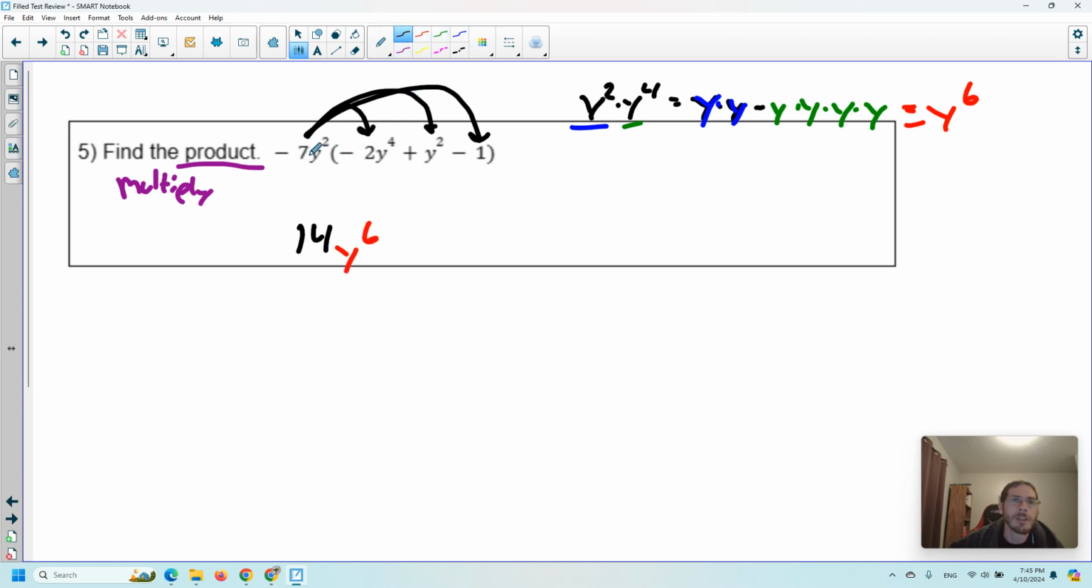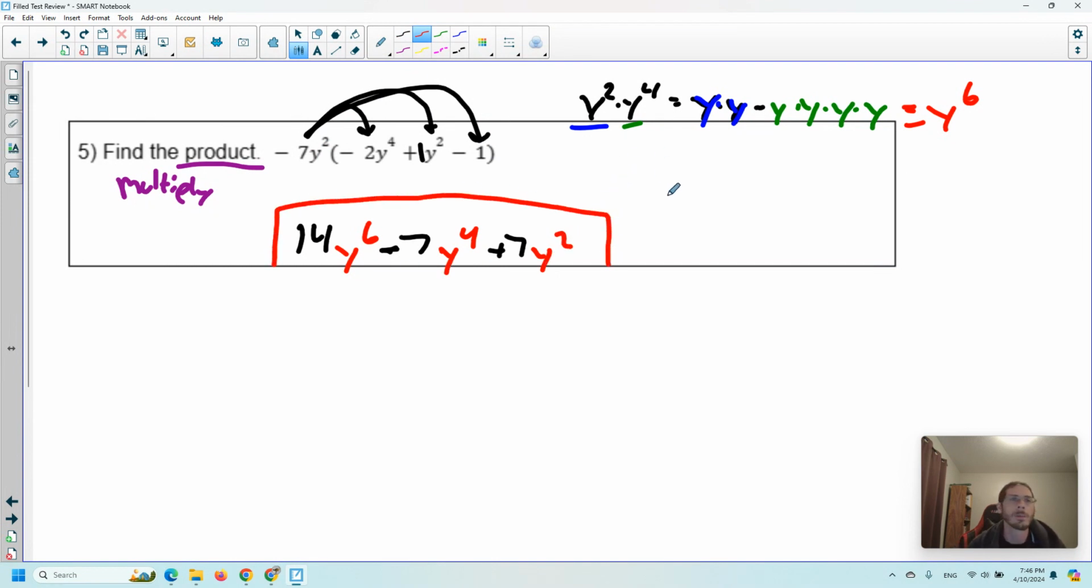For the next one, I got negative 7y squared times regular y squared. So negative 7 times 1, we can put a 1 there if we want, is not plus, is minus 7. And with the y's, I got y to the 2 times y to the 2, so 2 plus 2 is 4. Then I got negative 7 times negative 1 is positive 7. And y to the second, and there's no y's here, so 2 plus 0 would just give us 2. So that's the idea. That's how we find the product. It's just distributing for this multiplication.